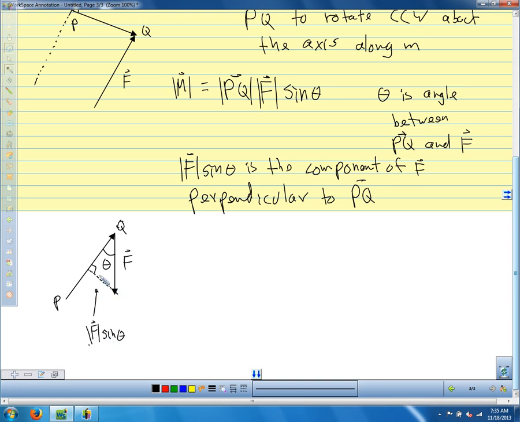Only the component perpendicular to our vector here is going to cause it to rotate. Anything else is going to cause it to try to move in one direction or the other. The force perpendicular is what causes it to rotate. So only this component produces torque. So, questions on torque?